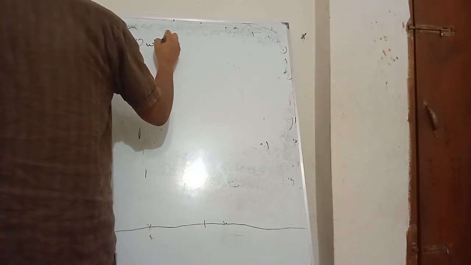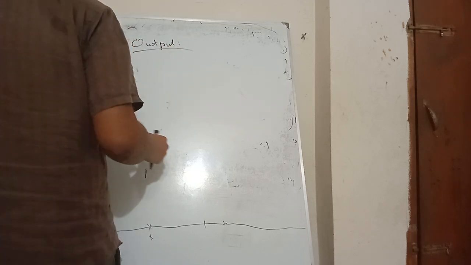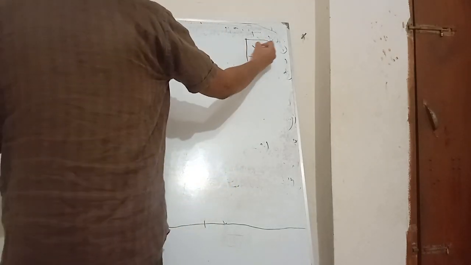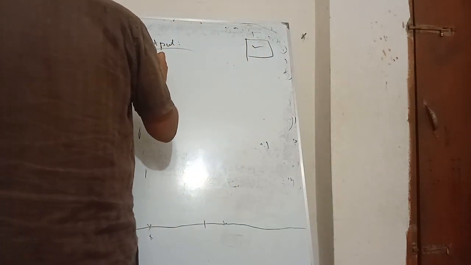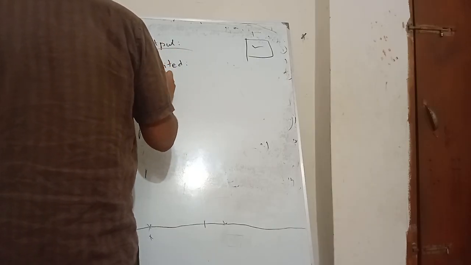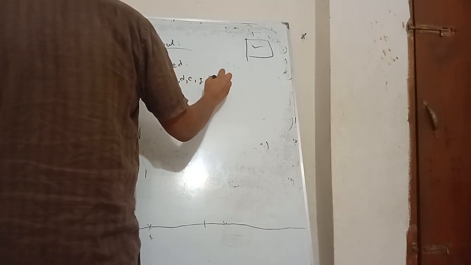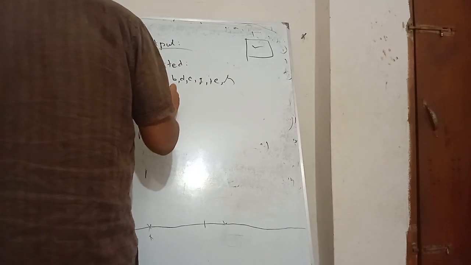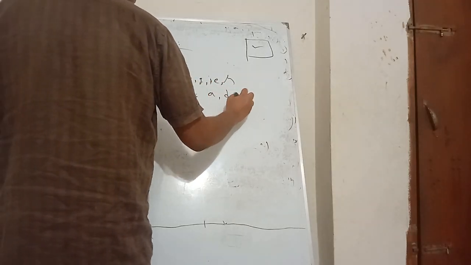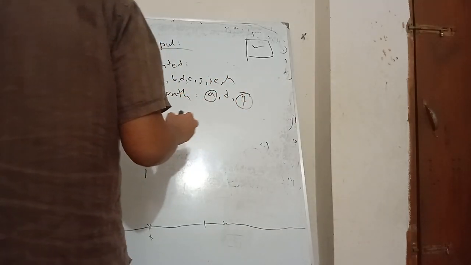Output. I previously showed the image. So visited equals A B D C G I E H. Path equals A D G. So we reached from source to destination.